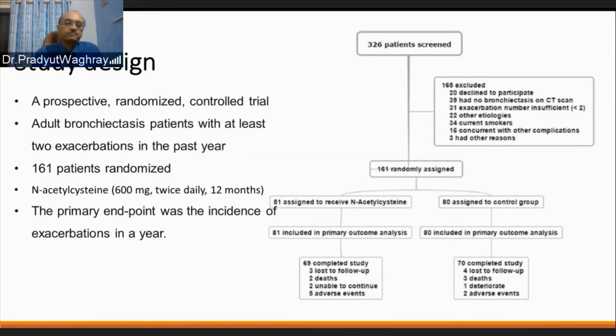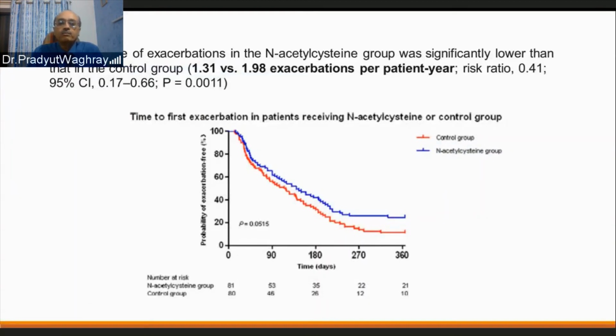And the primary endpoint which was studied was the incidence of exacerbations occurring in a year in these patients who were put on NAC. If you see the slide, the red is the control group without NAC and blue is the group with NAC. It was shown that the incidence of exacerbations in the N-acetylcysteine group was significantly lower than in the control group. It was 1.3 versus 1.98 exacerbations per patient per year. Okay, so the time to first exacerbation in patients receiving N-acetylcysteine was significantly better.